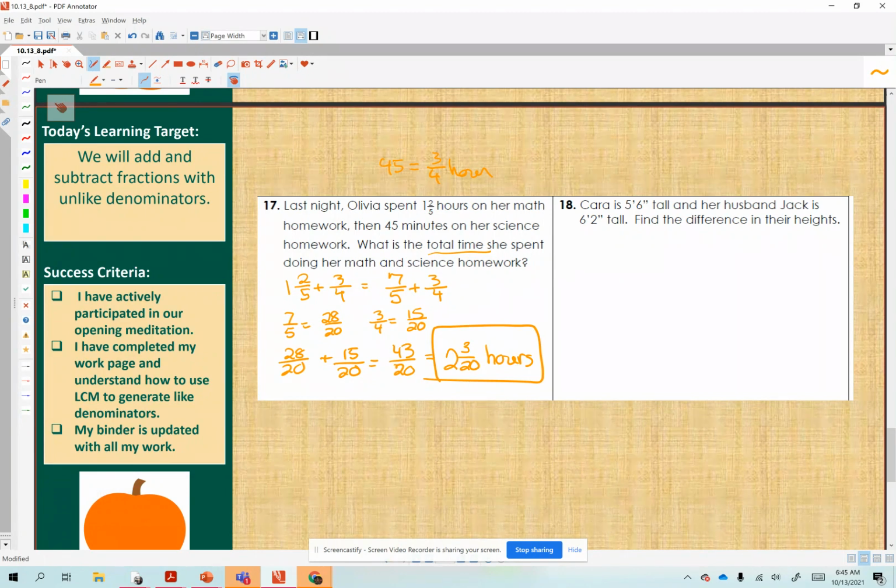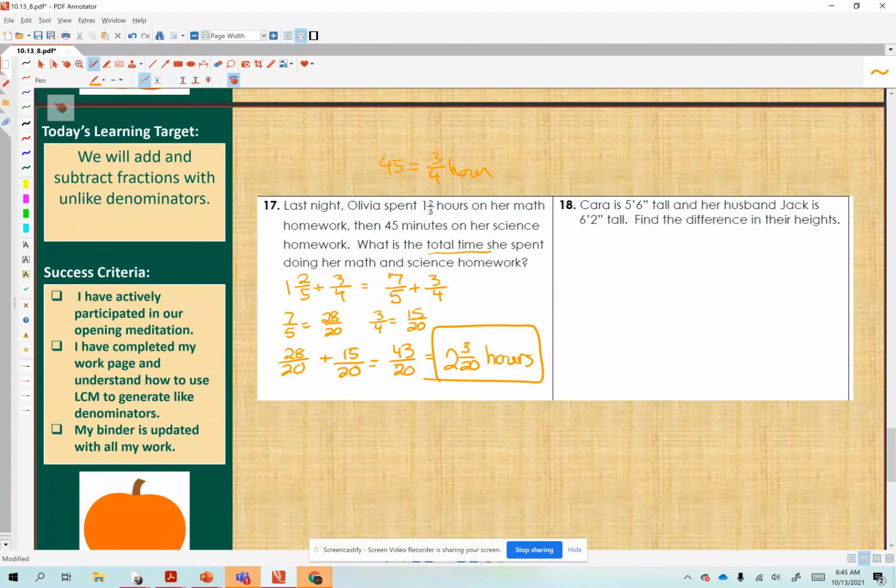Finally, Kara is 5 feet 6 inches tall and her husband Jack is 6 feet 2 inches tall. Find the difference in their heights. So, 5 feet 6 inches tall. I would never do this as fractions. I think the easier way to do it would be to convert them to inches and do them as inches. But let's try this fraction work.